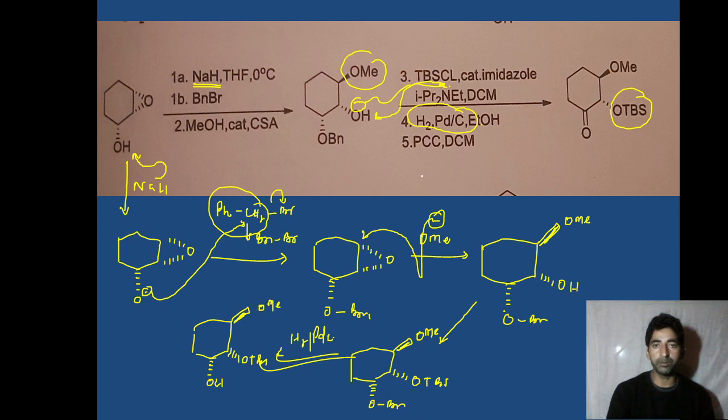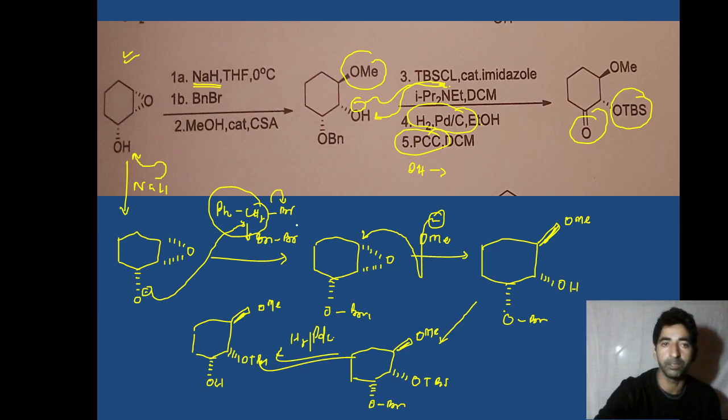Now in the last step, it is treated with PCC. What is the function of PCC? It converts OH group into aldehyde or ketone group. So this is a secondary alcoholic group. It will get converted into ketone. That's why we have a ketone group over here. So this is how questions can be framed based on this concept. This is again very, very important.